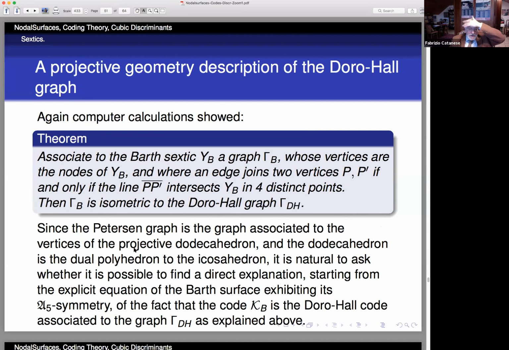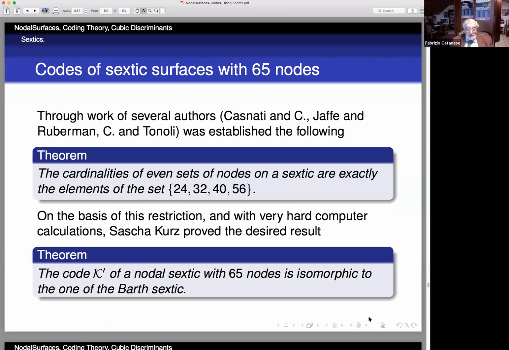Now, what is somehow interesting is that the Petersen graph is associated to the dodecahedron, and the dodecahedron is dual to the icosahedron. And the Barth surface is constructed from the icosahedral symmetry. So is it possible to find a direct explanation of why this geometric graph corresponding to the nodes of the Barth surface is the Doro-Hall graph? This is a tantalizing question, but I could not find yet an answer.